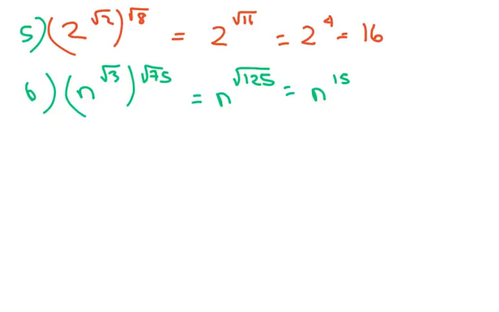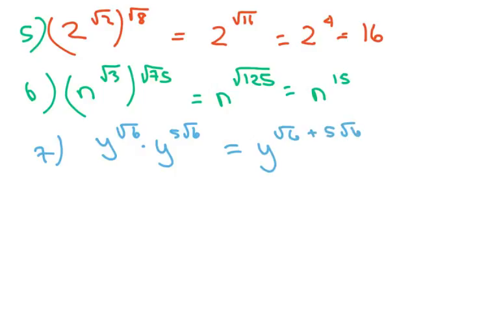The next one we're going to do is y to the square root of 6 times y to the 5 square root of 6. That's your product property, just like we did on the previous slide. You're just going to add these two. We have 1 square root of 6, and we're going to add 5 more, so that's 6 total. And that's that.